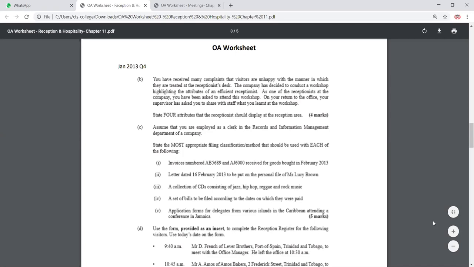Who wants to tackle that one? Attributes of the receptionist. The attributes of the receptionist are to be polite, respectful, and friendly. Very good. And to be professional and aware of the importance of the role. So that is one good answer. Who wants to give another one?